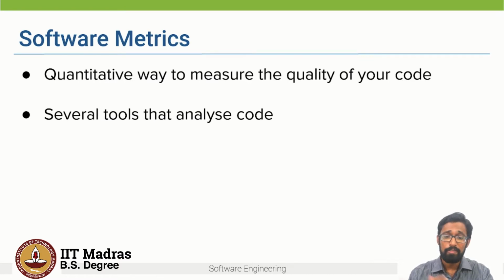And there are several tools which analyze our code and give us metrics, such as the number of lines of code, the number of comments in your code, and the code's complexity. So we will be looking at one such tool known as Radon. Radon is a tool in Python which gives us software metrics for our code.